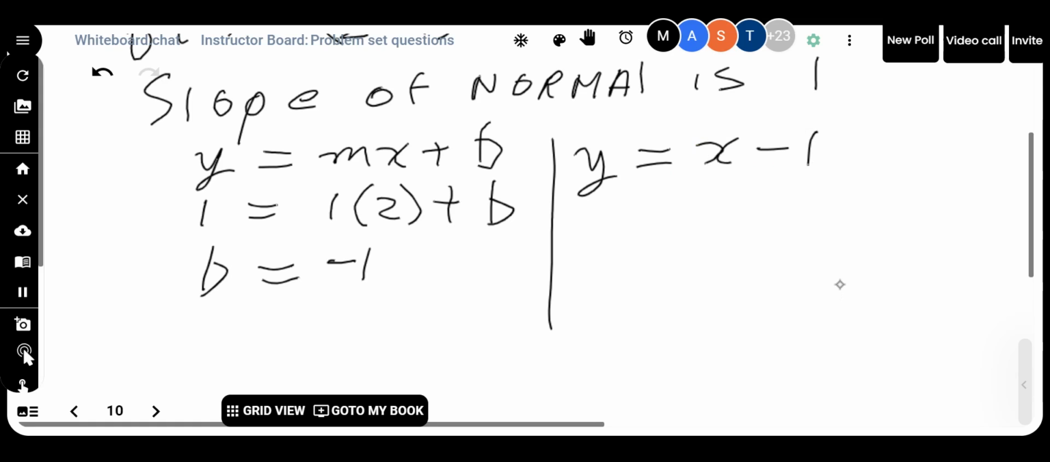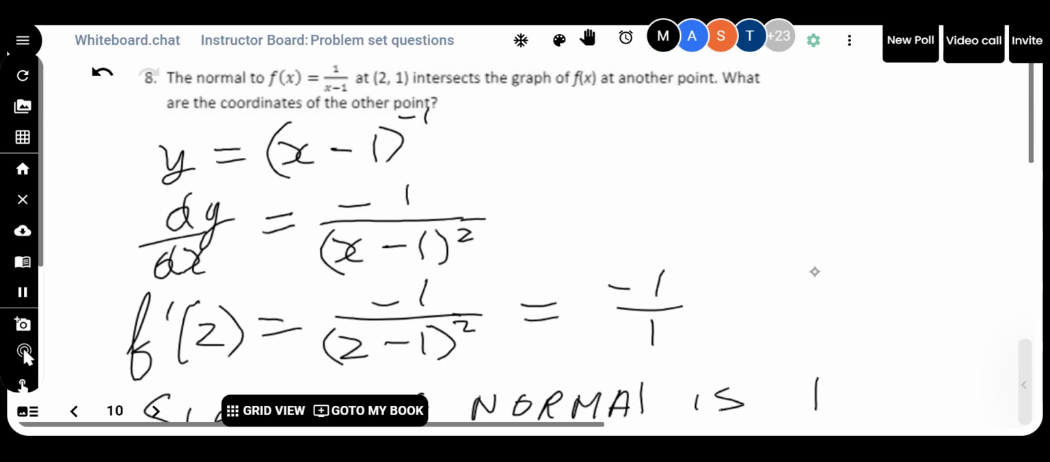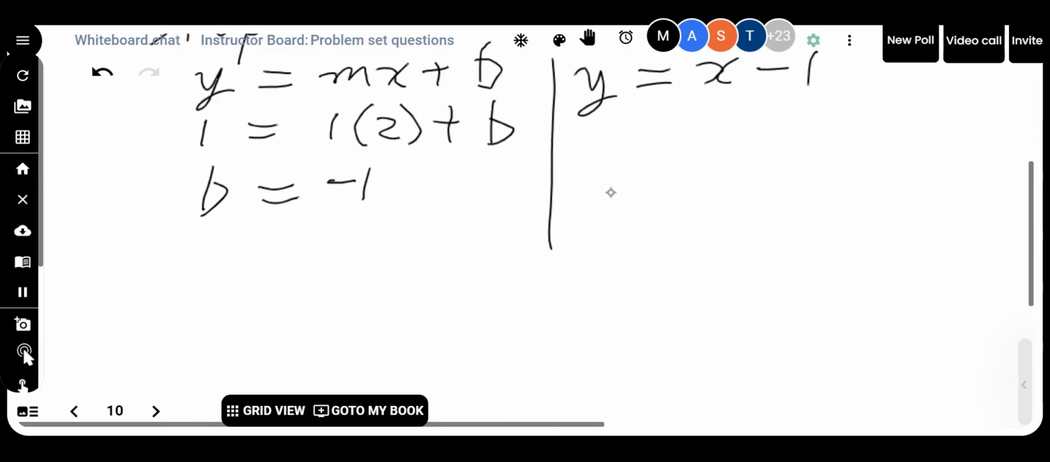So we have the equation of this normal. But what the question is saying is, this normal intersects the graph at another point. What are the coordinates of the other point? That's what they're asking, right? What is that point where the graph is going to connect with this normal, which has an equation of y equals x minus 1? So what do we do?